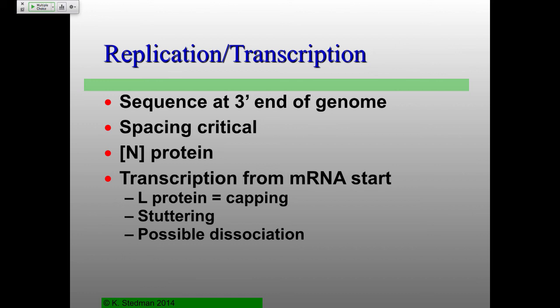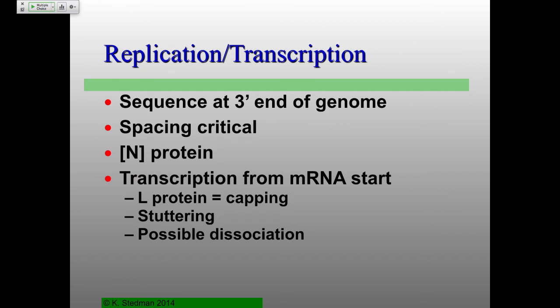You may also have been wondering, where the heck does the cap come from? Because we have the stuttering, which gives you the tail. The cap, it turns out, is also made by the L protein. So it's not only an RNA-dependent RNA polymerase, but also has capping activity. This is, again, it's all about the N protein.